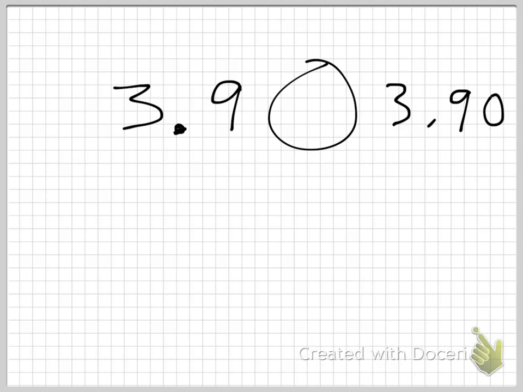Which one's bigger? What's this mean? They're equal. Look, the 3 is in the ones, the 3 is in the ones. The 9 is in the tenths, the 9 is in the tenths. There's nothing here, right? But if there's nothing there, then it's like it's a 0, and then the 0 and 0, it's all tied. 3.9 and 3.90 is the same amount. They are equal.